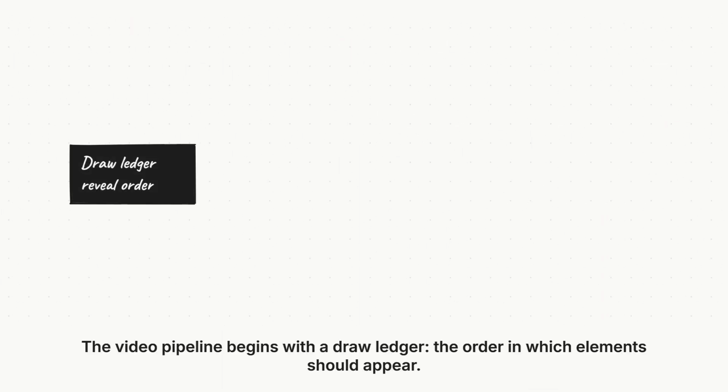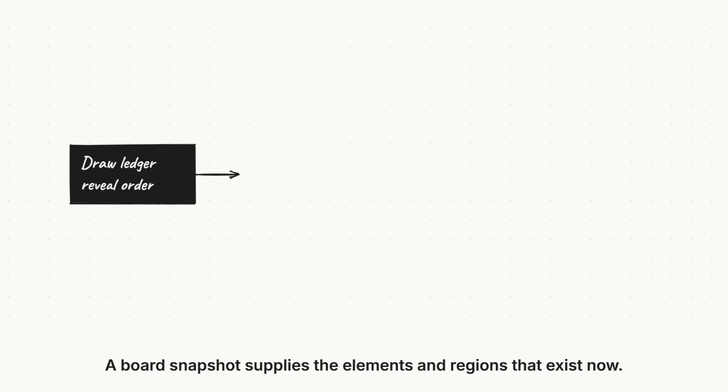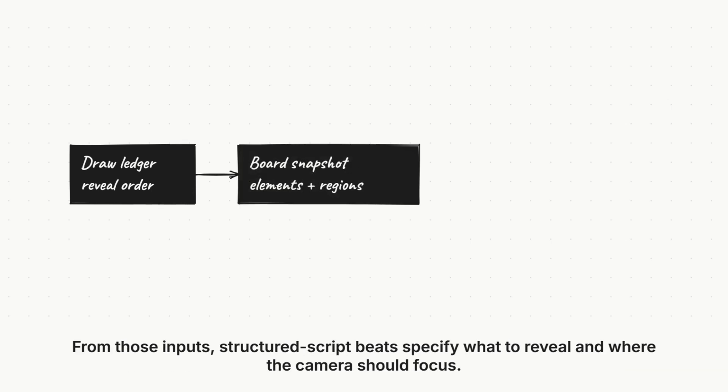The video pipeline begins with a draw ledger, the order in which elements should appear. A board snapshot supplies the elements and regions that exist now. From those inputs, structured script beats specify what to reveal and where the camera should focus.